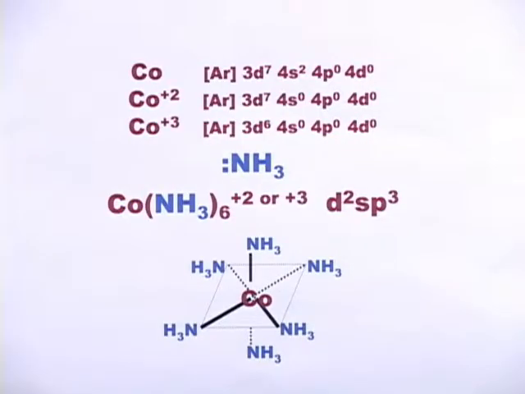The cobalt atom has 27 electrons. 18 are in the argon kernel and 9 in the valence shell. The +2 ion is a d7 electron configuration, and the +3 ion is a d6 electron configuration. Both ions have empty d, s, and p valence shell orbitals, and these can be hybridized to d2sp3 orbitals, which allow formation of octahedral complexes.